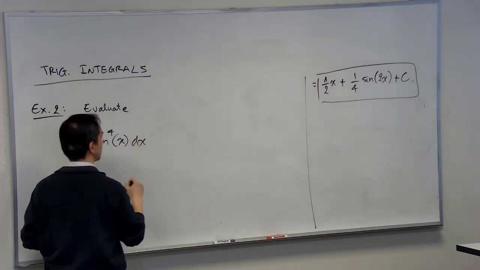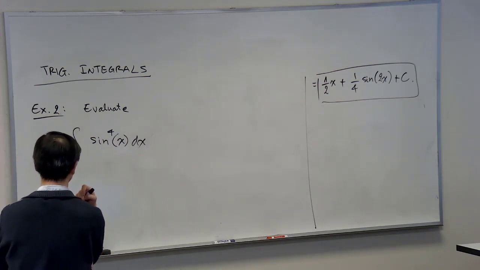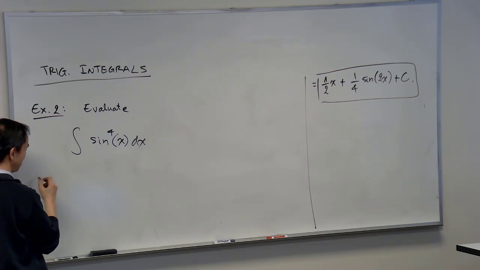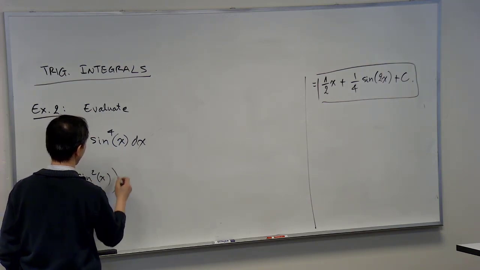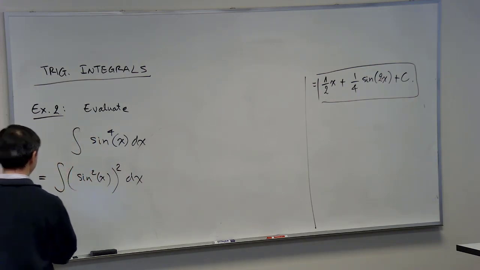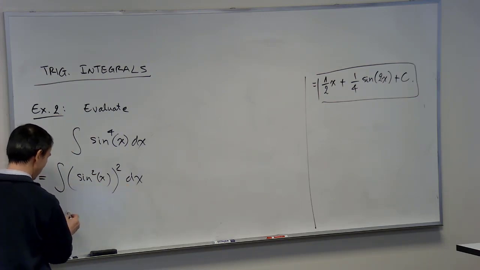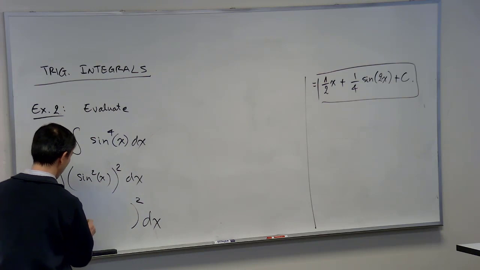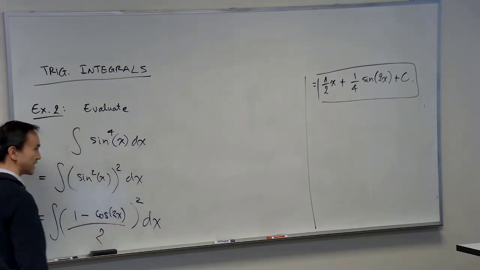Yes, the double angle formula is the only hope here, but we have to do some more algebra, and that's pretty much the only choice so far. The algebra says sine to the fourth is the same as sine squared of x, squared. Sine squared, you can use the double angle formula, before doing the integral, so it turns into 1 minus cosine of 2x, all over 2, and then we square all of that.